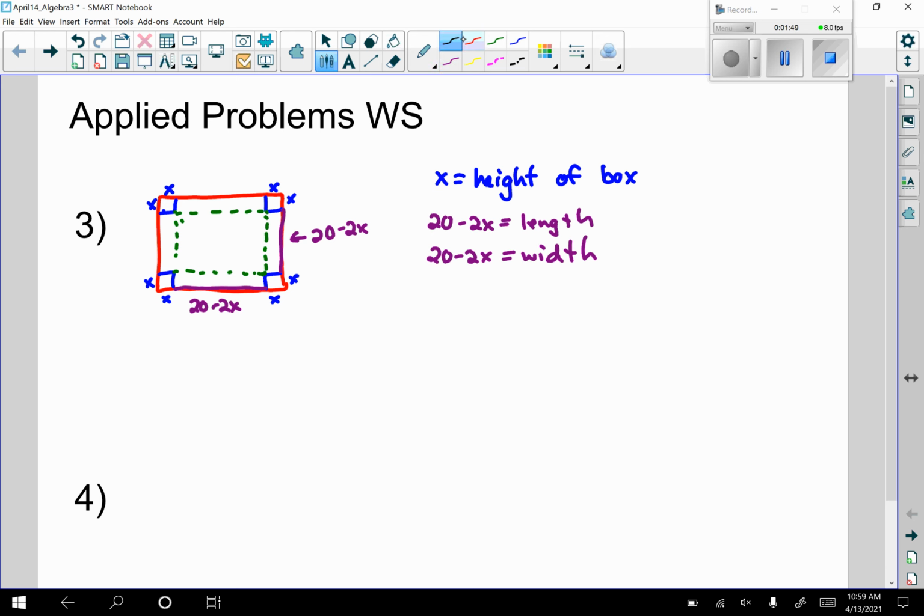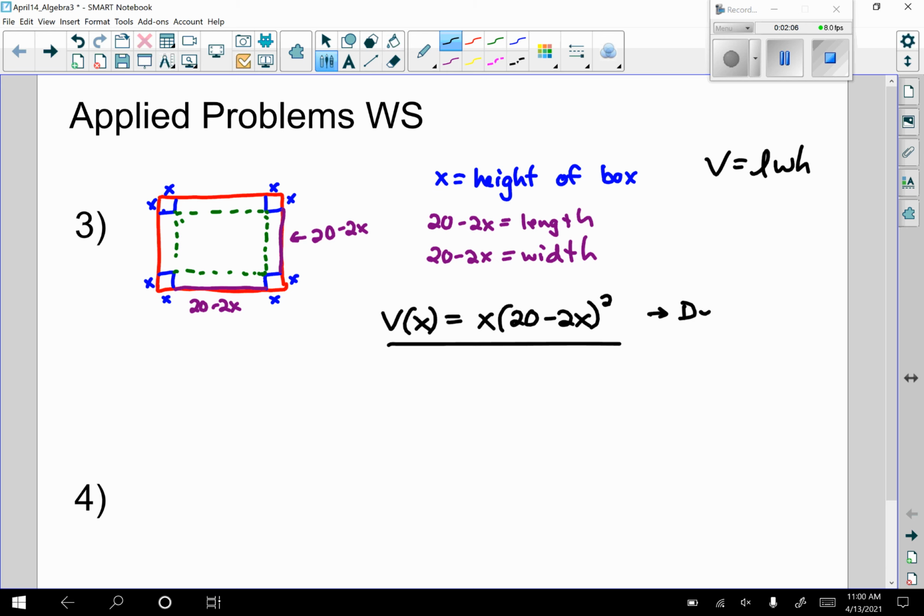Now we need to set up a function. So volume is length times width times height. So we're going to say V of x is going to be our length times our width, which happen to be the same thing. So we could just say it's 20 minus 2x squared times the height of the box, which we'll put out in front. This is what you type into Desmos. Now when you do that, we're going to get something that looks like this. We're interested in maximizing volume, so we want this ordered pair that is showing up here. When you do that, you should get the ordered pair 3.333 and then 592.593. Listing the ordered pair is not answering the question.